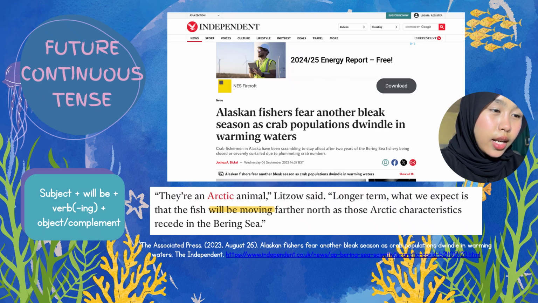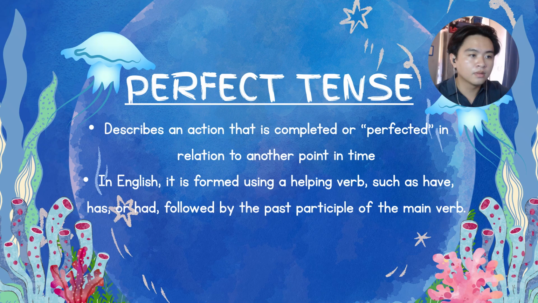So I will pass to Dalvin to present the next type of tenses. Thank you, Aswa. Now, we'll be moving on to the perfect tense.